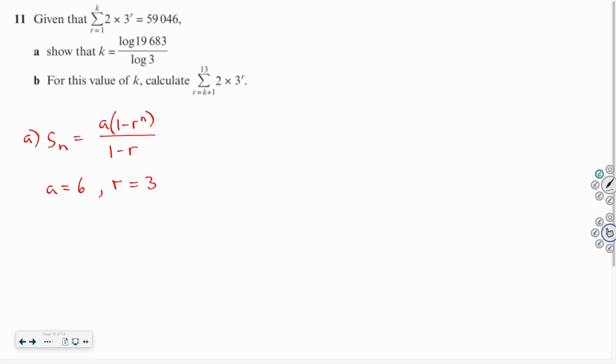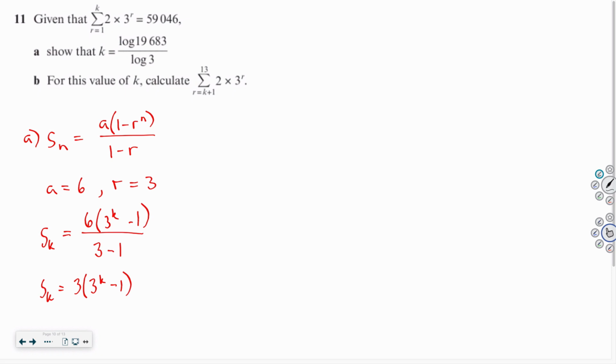So what we can say, putting the information into that formula, is S of k is going to be a, which is 6. And I'm going to flip the formula round because our r value is greater than 1. So that's going to be 3 to the k minus 1 divided by 3 minus 1. So 3 minus 1 is 2, so 6 divided by 2 is going to be 3 lots of 3 to the k minus 1.